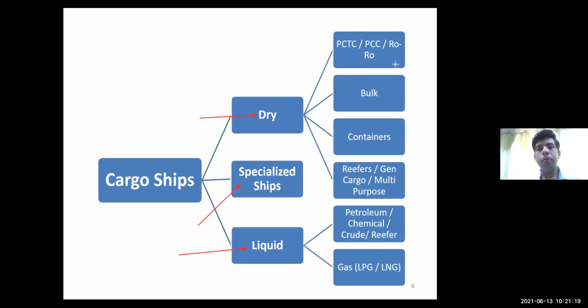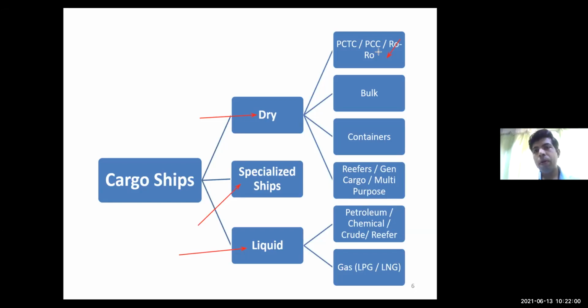And dry ships here, let me move this bar. Dry ships over here, you can see it has been divided into further categories. One is this PCTC. Now what is this PCTC? Pure car and truck carrier. Which means this not only carries cars, but it also carries trucks, big jumbo trucks. Trucks, tractors, all these products are carried in this PCTC. PCC is pure car carrier that carries only cars.